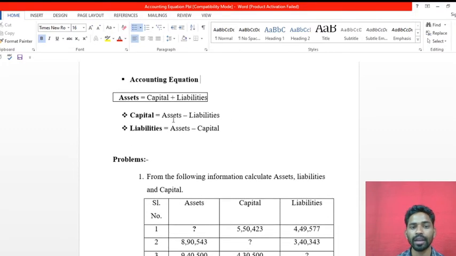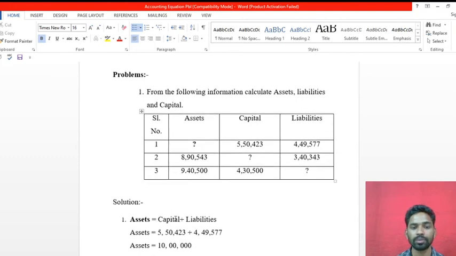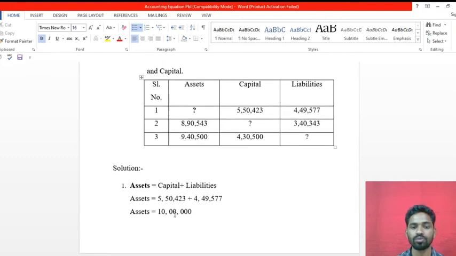Now how to ascertain the assets? In the equation, assets is equal to capital plus liabilities. So we have to add the capital amount and the liability amount. Assets is equal to 5,50,423 plus 4,49,577. So assets is 10 lakh.